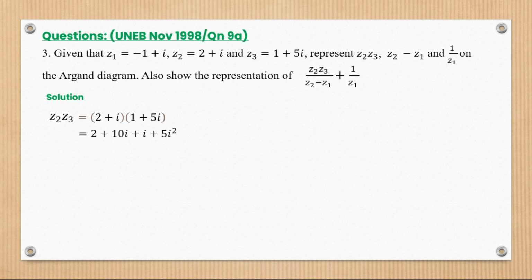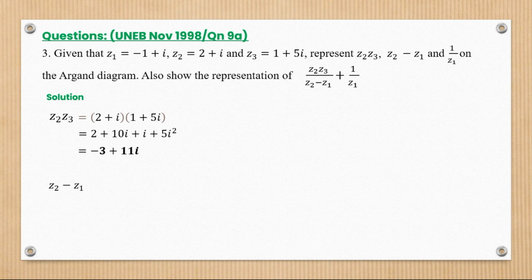So when we open the brackets, we end up having 2 times 1 is 2, 2 times 5i is 10i, then i times 1 is i, and then i times 5i is 5i squared. Now we know that 10i plus i is 11i, and for 5i squared, we know that i squared is negative 1, so we have a negative 5. So we end up having 2 minus 5 is negative 3, so negative 3 plus 11i for the first part.